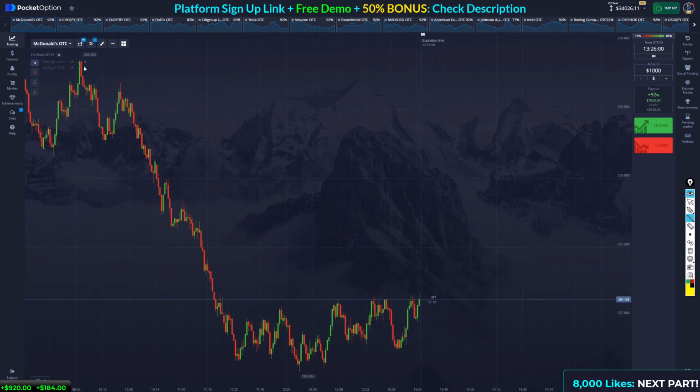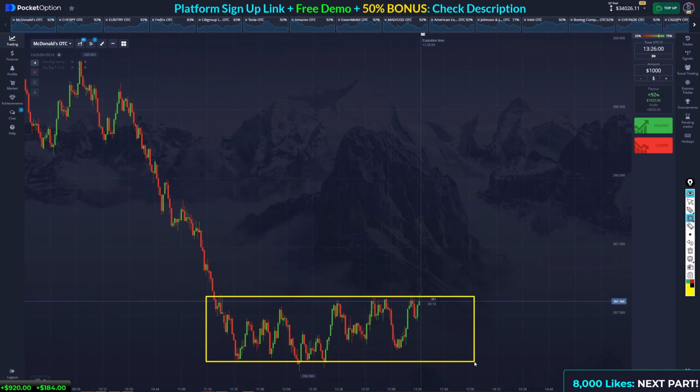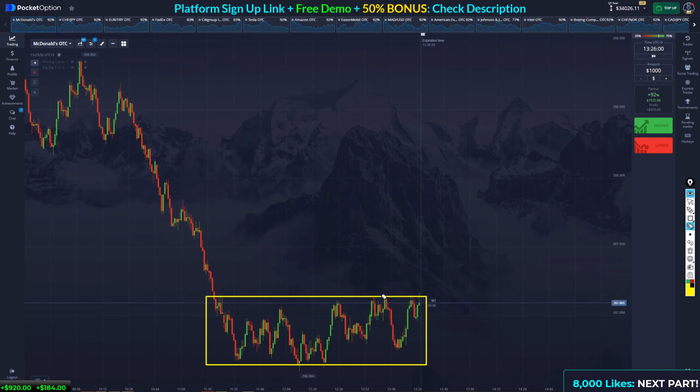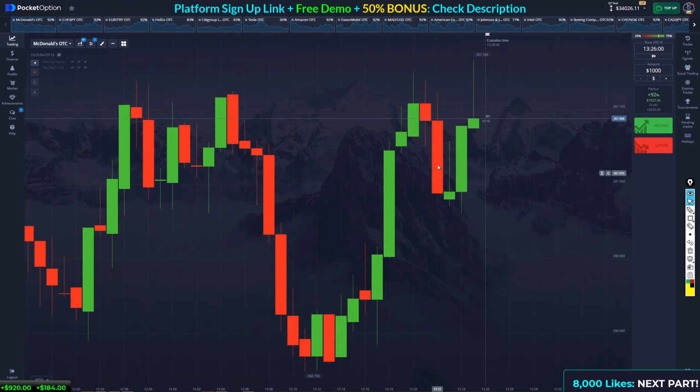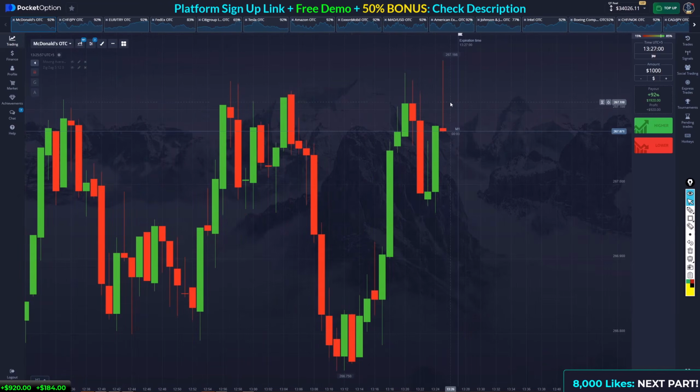Again, we have been coming down, major downtrend, and now we are at this ranging market. So we don't have a minor trend right here. It's just a ranging market.